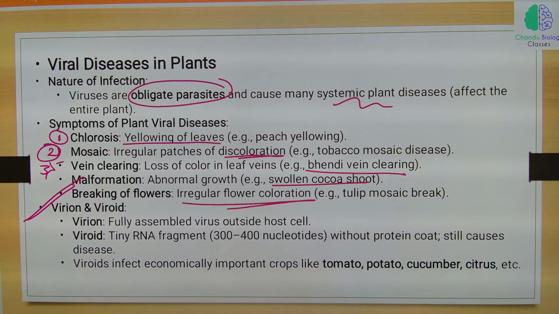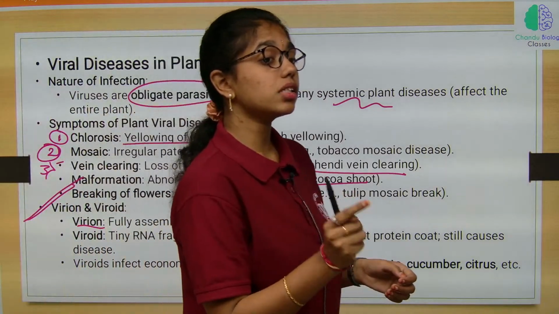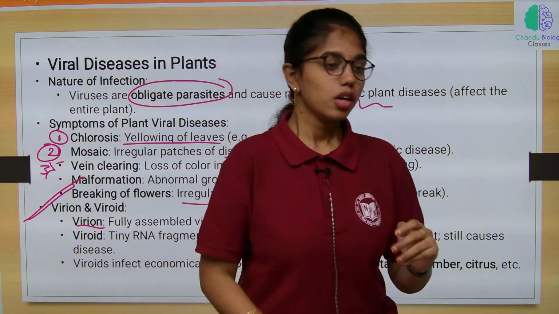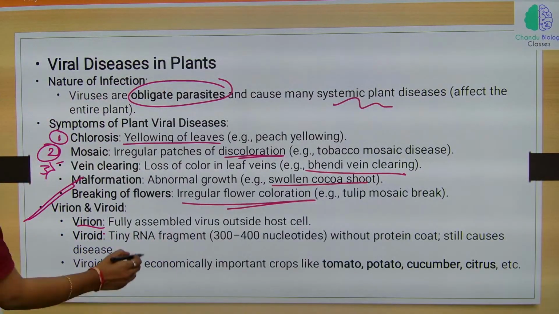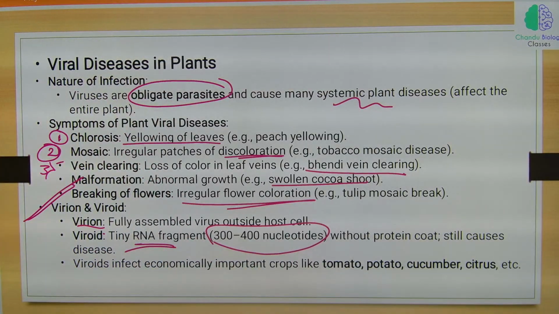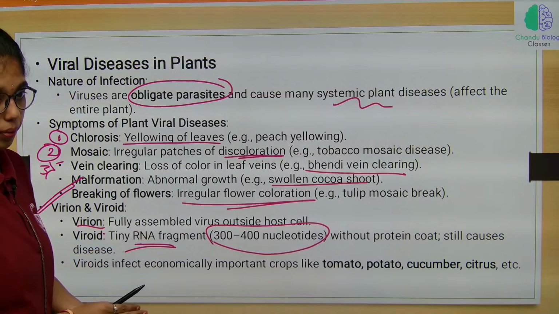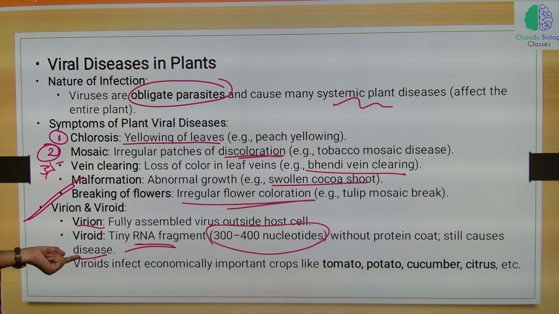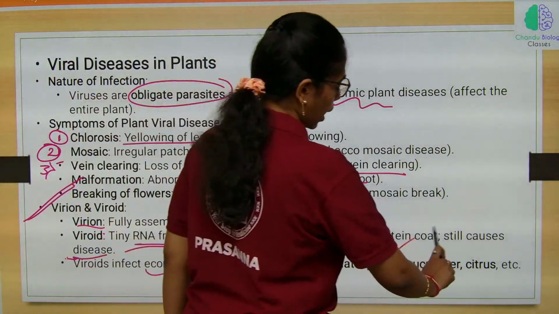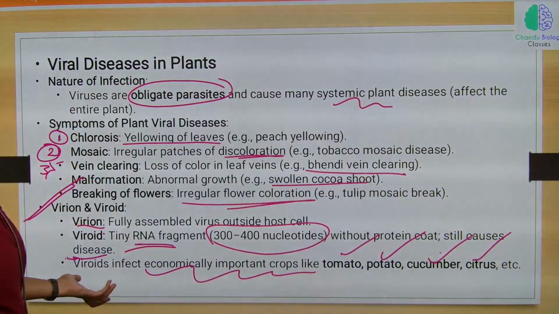And then virion and viroids. Virion is a fully assembled virus particle which has genetic material and a protein coat. Viroid is the one which has only single stranded RNA, but it does not have a protein coat. So, only RNA but no protein coat, a tiny RNA fragment. This RNA fragment will have how much? 300 to 400 nucleotides, but it does not have any protein coat. Still, it causes disease. Viroids will infect what? Economically important crops like tomato, potato, cucumber and citrus. Clear, right? Any doubt anywhere? No.